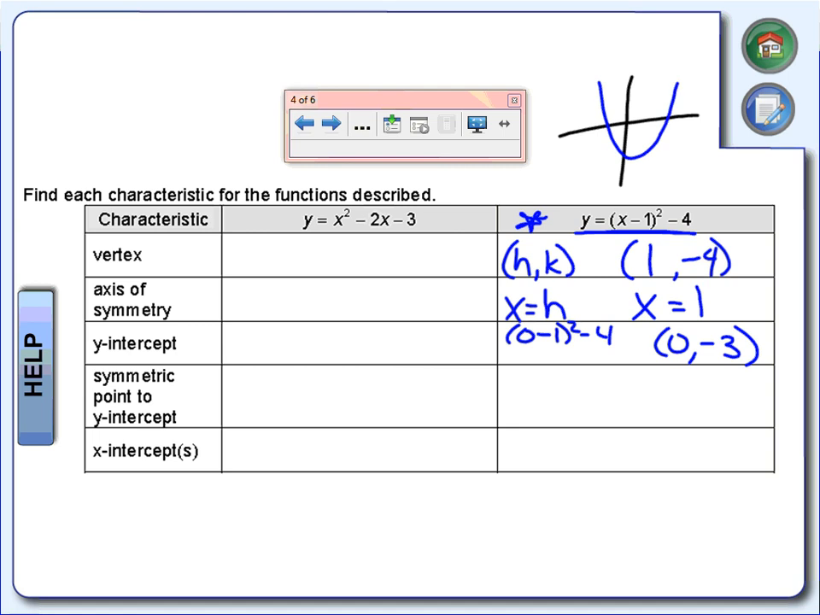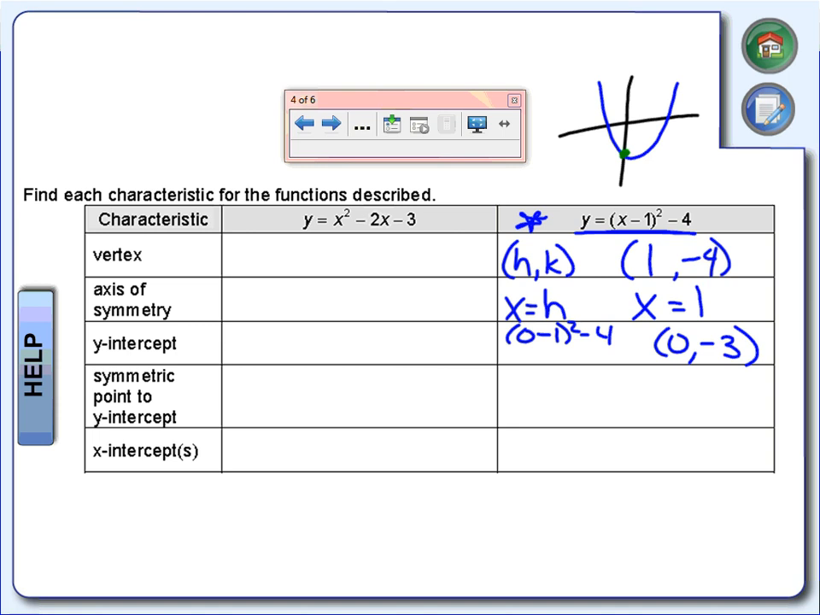Is that the same kind of graph you're already getting? Right, so that's the graph of y equals (x minus 1) squared minus 4. We've already found the vertex, the axis of symmetry, and the y-intercept. That y-intercept is this point right here, the one we just got through finding.